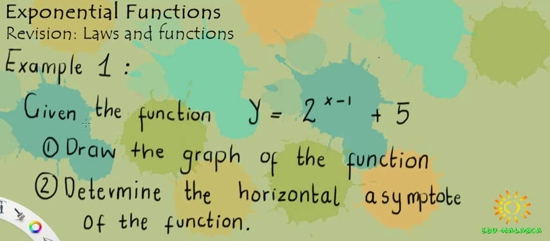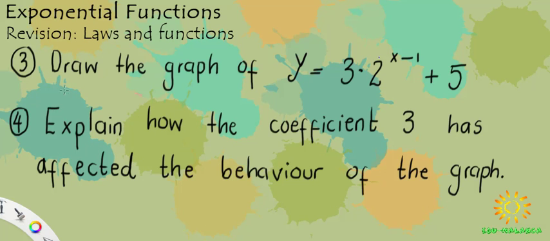In example number 1, we're given a function, and the function is y is equal to 2 to the power of x minus 1 plus 5, and we're asked to answer the following questions on that function. First, we're asked to draw the graph of this function. Then we're asked to determine the horizontal asymptote of the function. After that, we're asked to draw the graph of y is equal to 3 times 2 to the power of x minus 1 plus 5. And the last question they ask us is, explain how the coefficient 3 has affected the behavior of the graph.